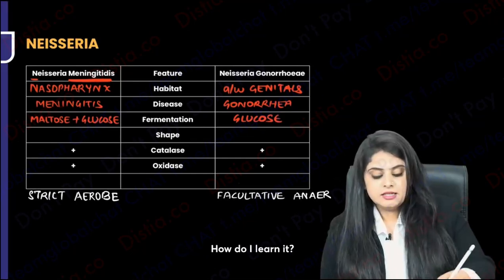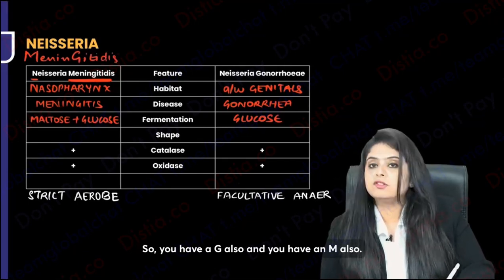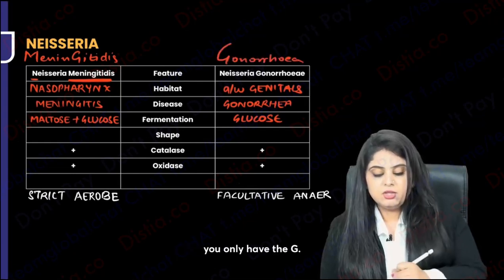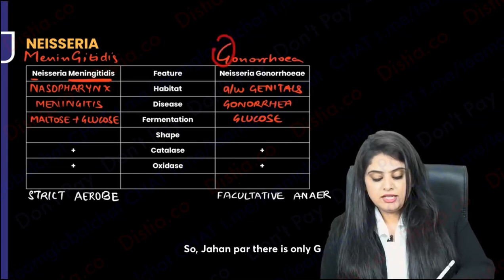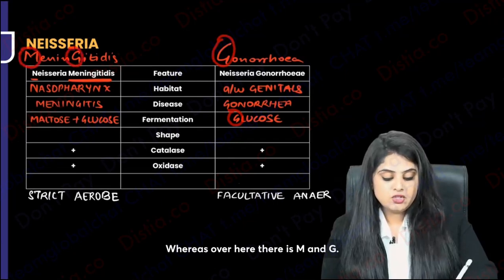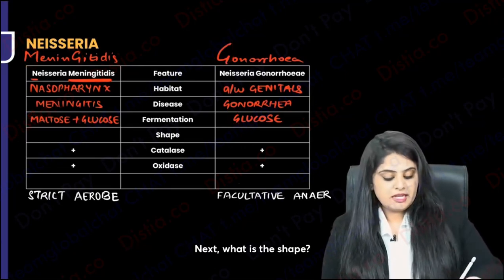How do I learn it? See, write with me the way you write meningitidis. You have a G also and you have an M also. But when you have gonorrhoeae, you only have the G. So where there is only G, that will ferment only glucose. Whereas over here there is M and G, that is why it's going to ferment glucose and maltose. Easy to learn.